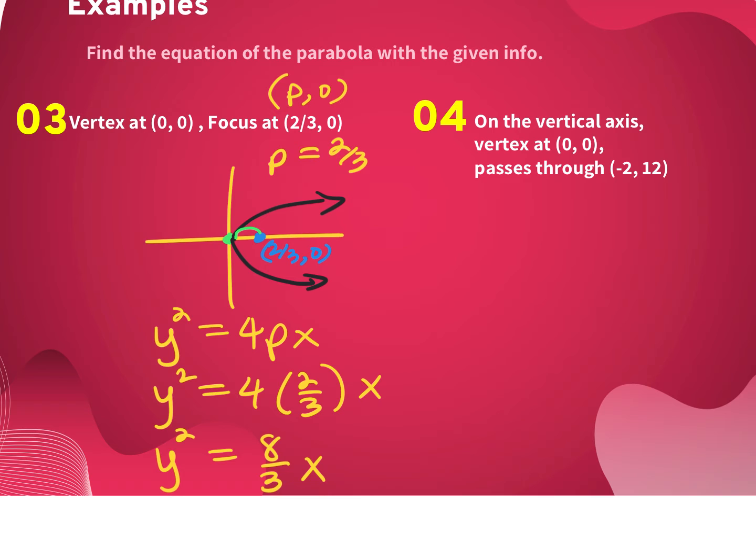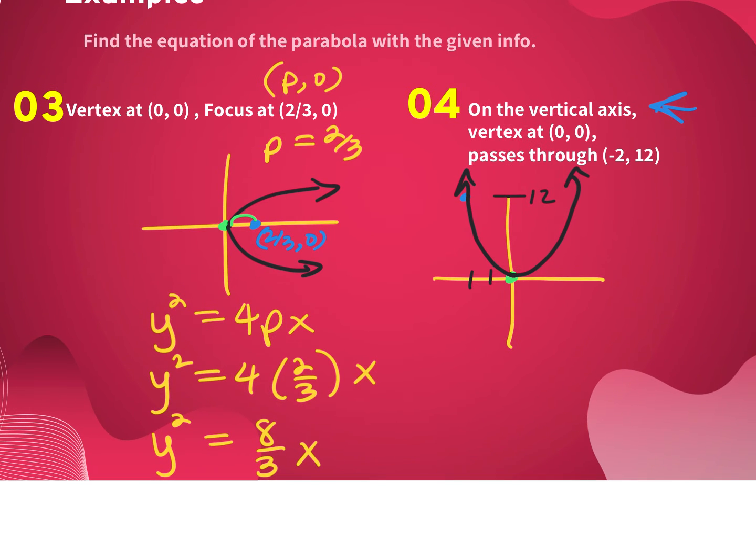Now, notice this time they didn't give me a focus point for number 4. However, they told me that it was on the vertical axis. So this tells me it's going to be the up and down graph. So what I'm going to do again, I'm going to give myself a visual. So I'm going to graph the vertex at 0, 0. And then I'm also going to graph this ordered pair that they gave me. And it's the ordered pair -2, 12. I'm just going to say 12 is up here. So I'm going to say the ordered pair is way up here. So because it says it's on the vertical axis, this tells me my parabola looks like this.